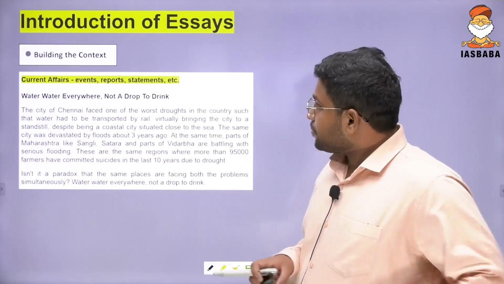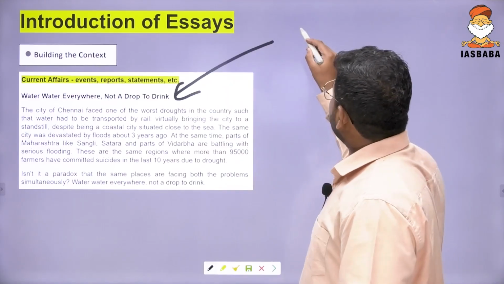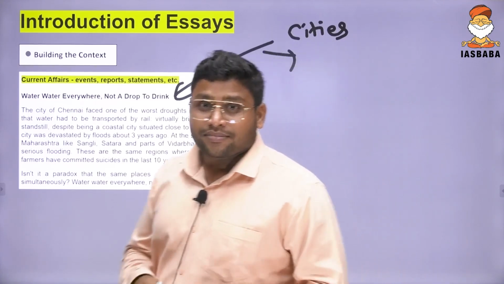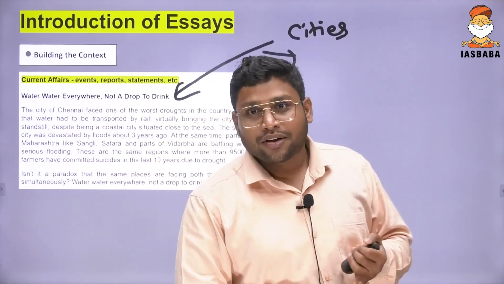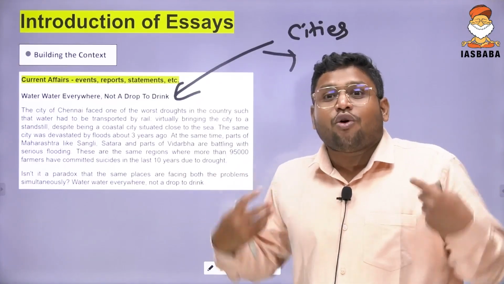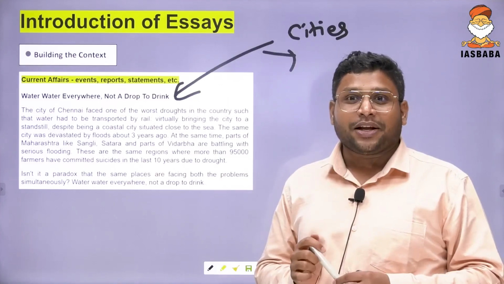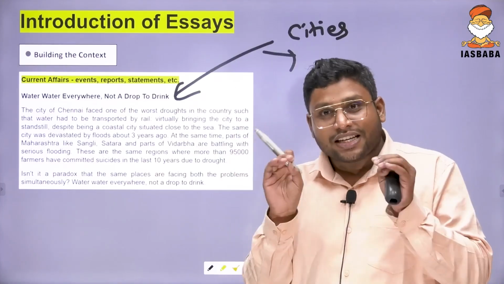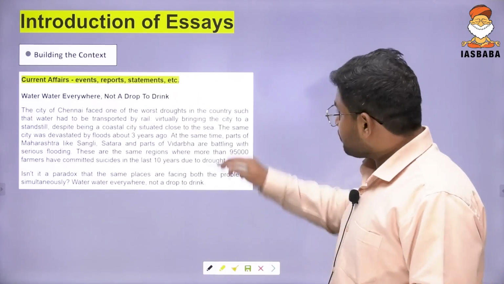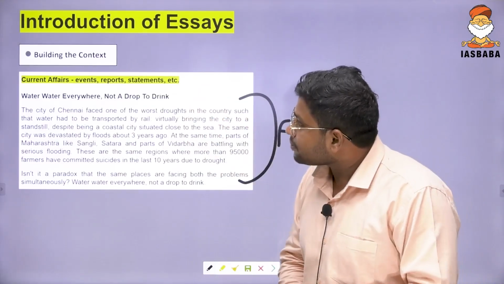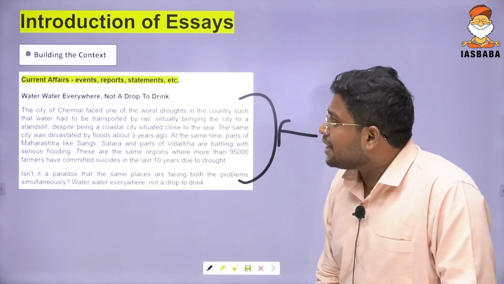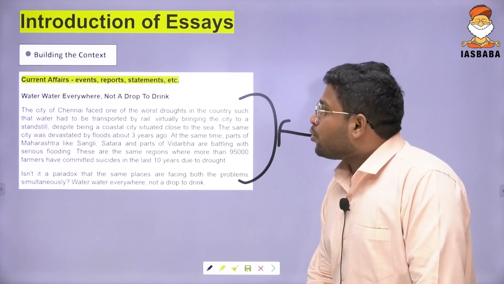Now, to introduce, we know some incidents happening in many Indian cities. This is what we call Day Zero, especially with respect to Chennai, Bangalore. We get this news many a time about a Day Zero incident, wherein there is no drinking water available in the city. You can describe such an event just the way a news reporter would have done. Or here, what this person has done: The city of Chennai faced one of the worst droughts in the country, such that water had to be transported by rail.